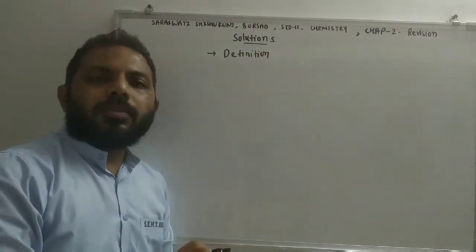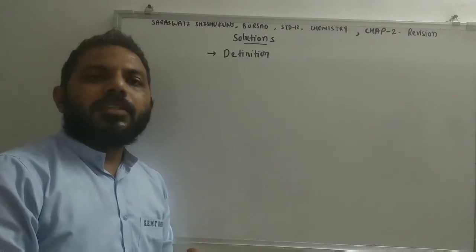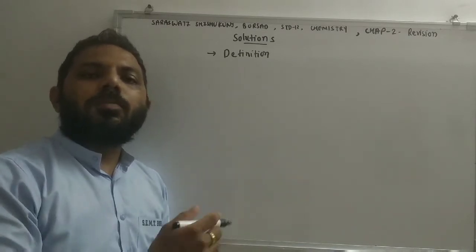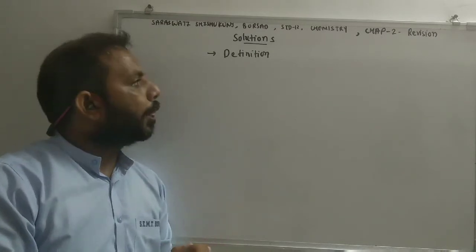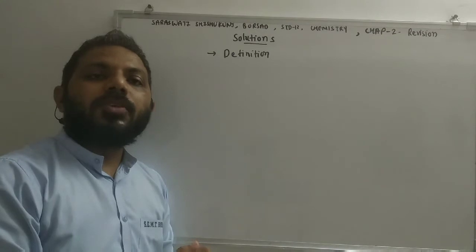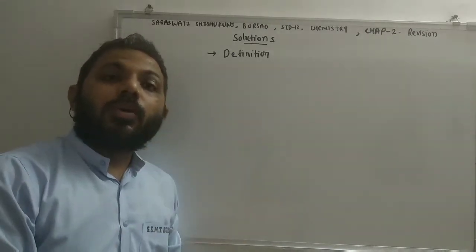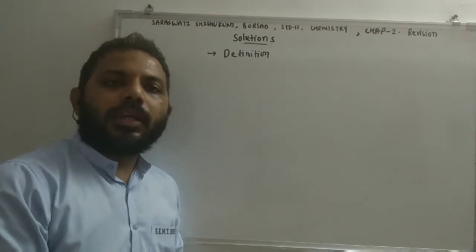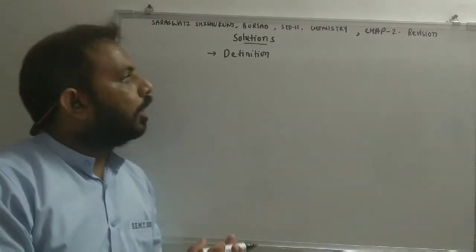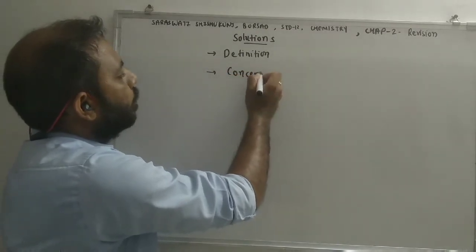So the chapter solution starts with definition. What is a solution? So a solution is a homogeneous mixture, right? Which comprises either two components or more than two components. Okay. Then there is classification of solution based on physical state. So there are three classes of solutions: solid solution, liquid solution and gaseous solution. Then the chapter deals with different types of concentrations.